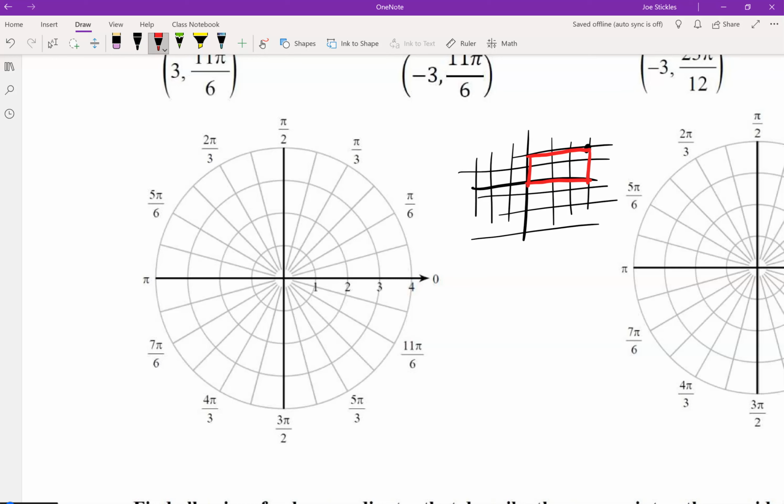So I'll erase it here in a second, but this circle right here represents all of the points that are 1 unit away. This represents a radius of 1. This circle, if I do this one, represents a radius of 3. So anything that's on that circle would be 3 units away from the pole. Anything that's on this circle is 1 unit away from the pole.